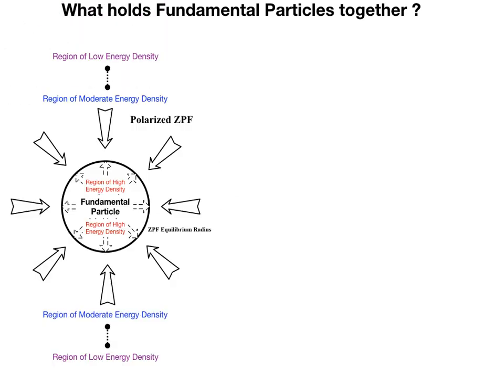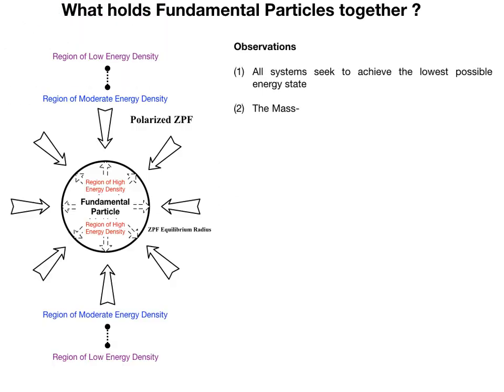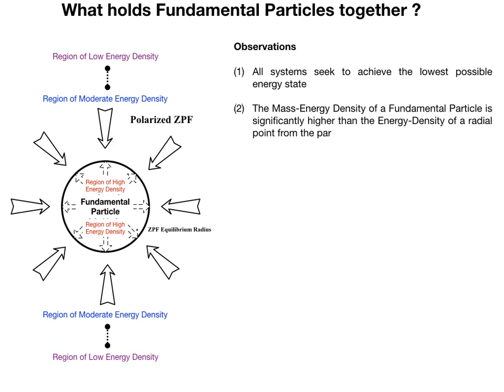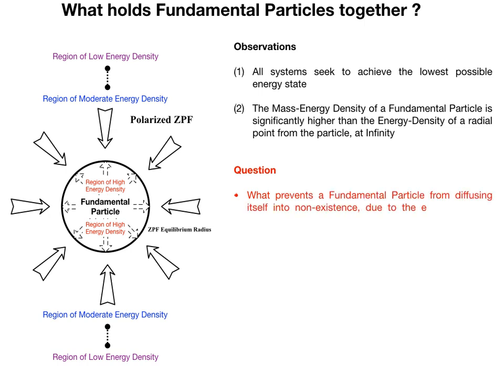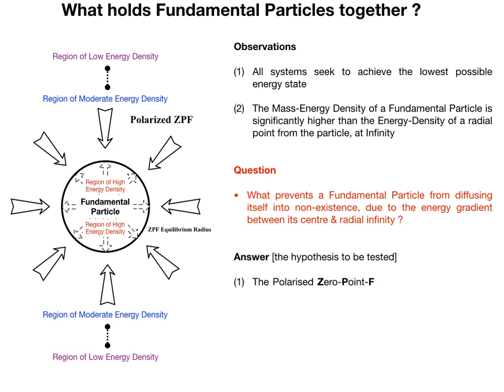Let's begin with some basic observations. Firstly, in nature, we see that all systems seek to achieve the lowest possible energy state. Secondly, in the case of fundamental particles, its mass-energy density is significantly higher than the energy density at a radial point from the particle, at infinity.